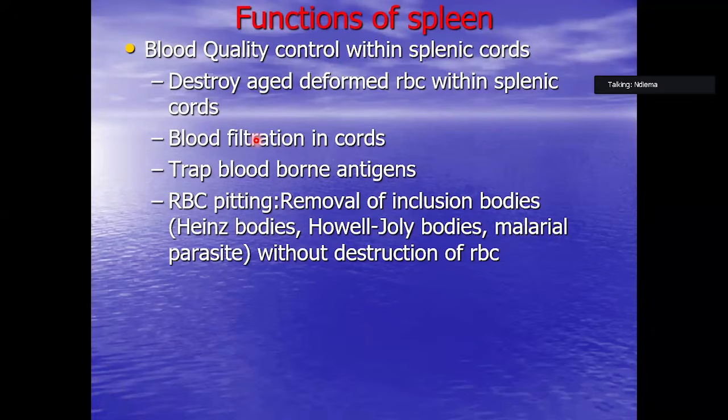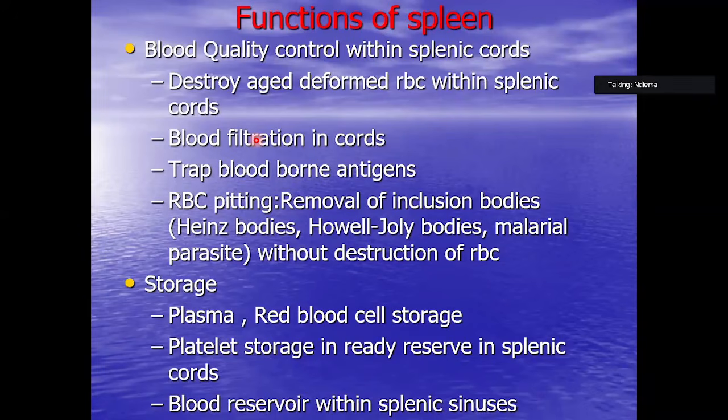And this occurs within the splenic cords of Billroth. That is part of the quality control of blood, ensuring that foreign material within blood is extracted and destroyed.